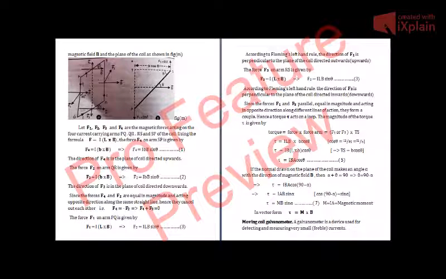So cos(90° − alpha) is sin alpha. This implies tau is equal to IAB sin alpha. But remember this thing: theta is the angle between the direction of the magnetic field B and the plane of the coil, and alpha is the angle between the direction of the magnetic field B and the normal drawn to the plane of the coil. Remember this thing.